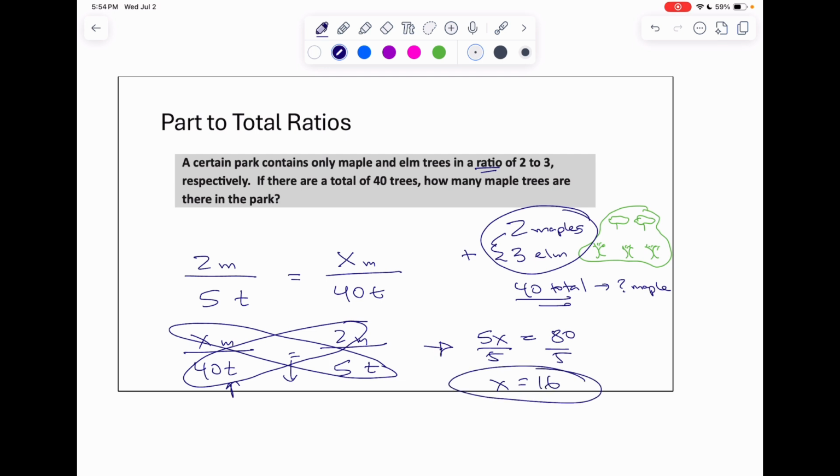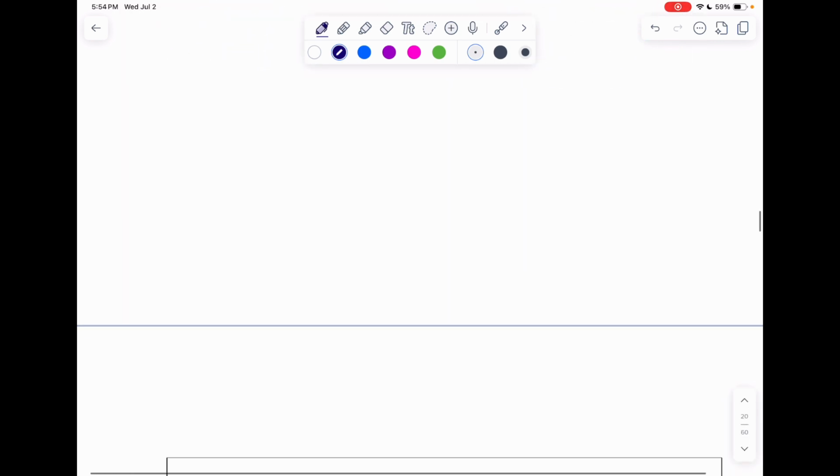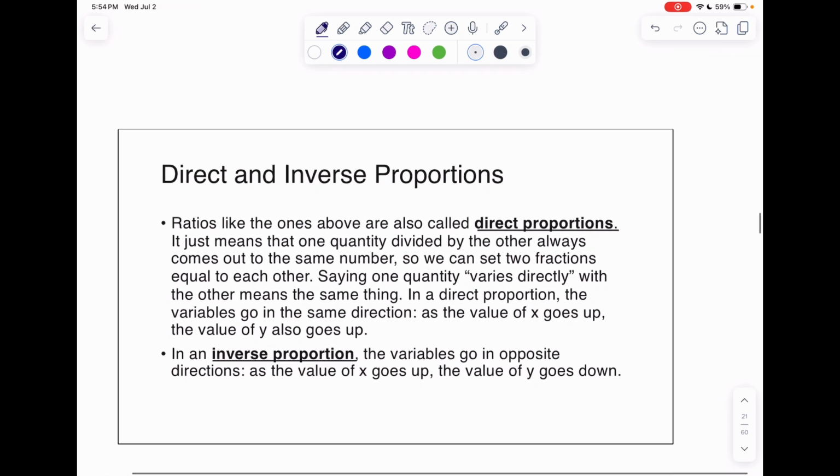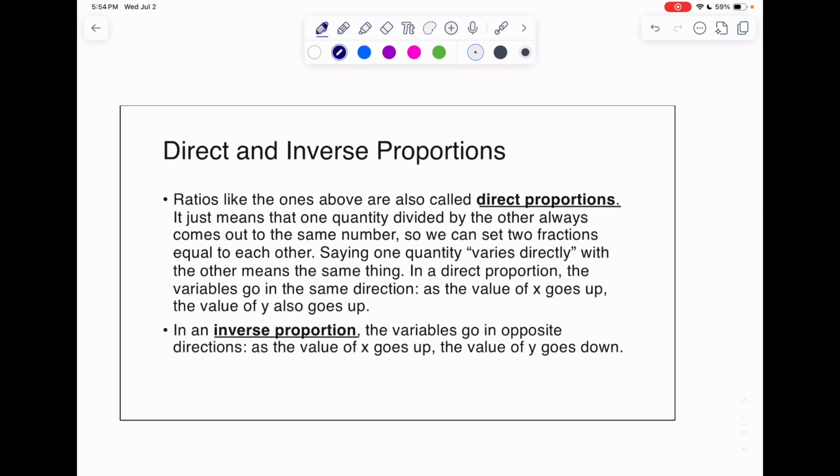So again, you can see the difference between the part-to-part relationship and the part-to-total relationship for the ratios. Anytime they're relating parts together and then expanding or contracting them, we're going to set up our ratio in this way, a fraction that equals another fraction, and then we cross multiply.